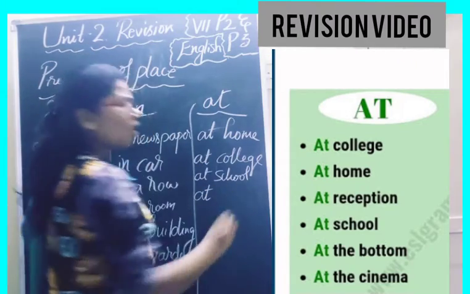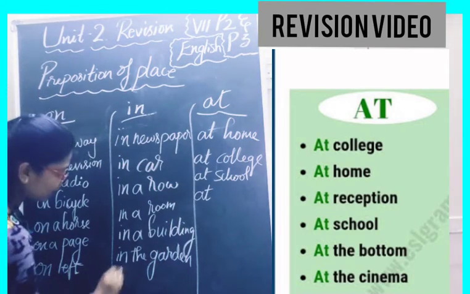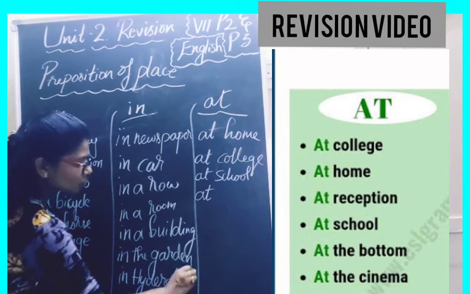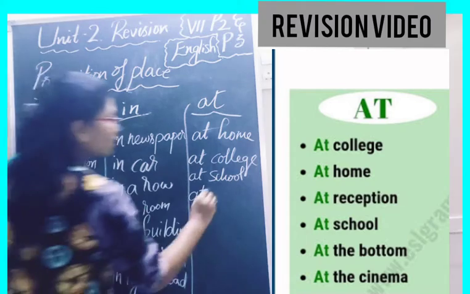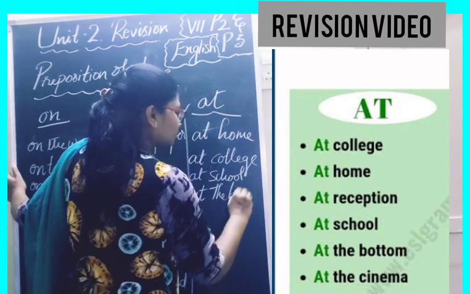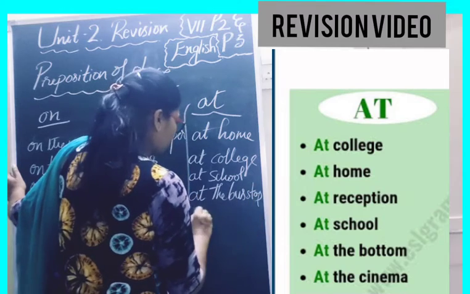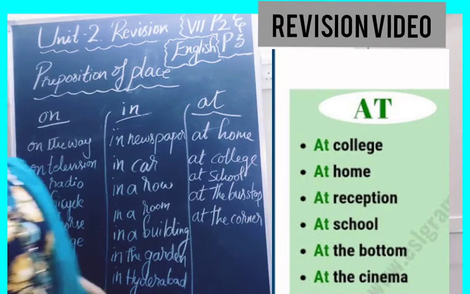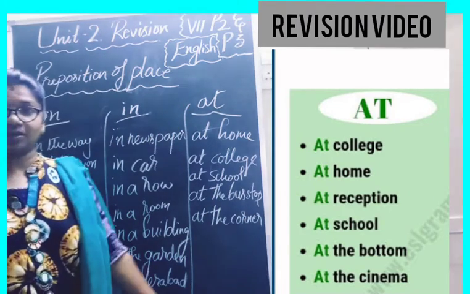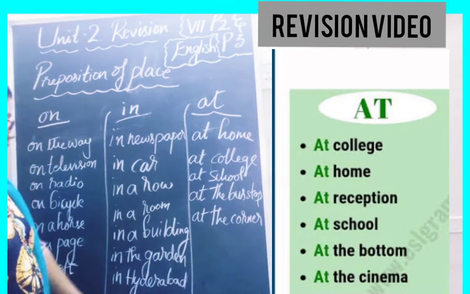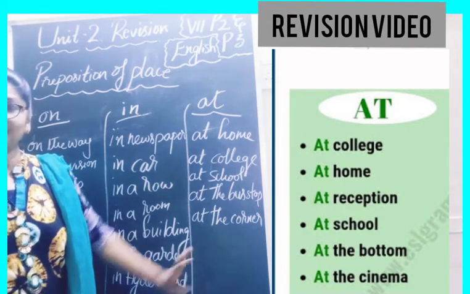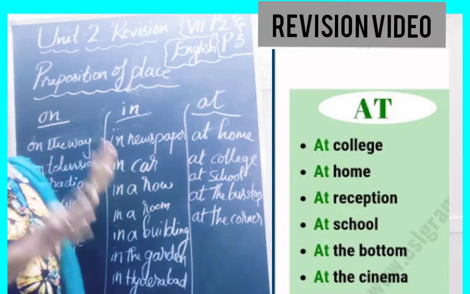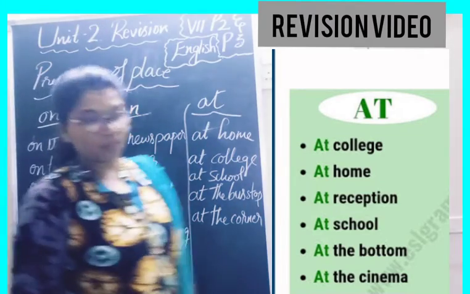At is for smaller places. Like in Hyderabad, but you should say at for smaller places. You should say at the bus stop, at the corner. Got it? The smaller places: at the village. Okay, in Hyderabad, in Delhi. I'm in Delhi now. I'm at the school now. For smaller places, we use at. For bigger places, we use the preposition in.